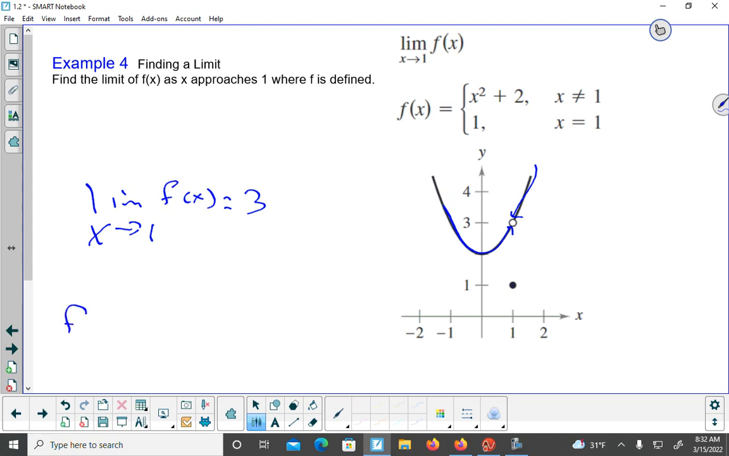If I asked you what f of 1 was equal to, you're going to tell me that's 1 because I have this dot here. This is an example where the limit does not equal the value of the function. So that's okay, that happens all the time. So the limit of f of x as x approaches 1 is going to be the 3, because from both the left and from the right it's approaching that 3. But if I ask you the value of the function, f of 1, then you're going to tell me that's 1 because that's where that dot is.